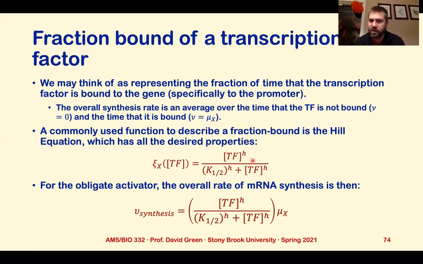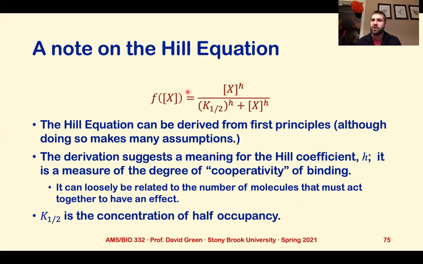We'll talk a little bit more about this in a moment. Given this expression for a fraction bound, for this psi as a function of transcription factor, we can then write down an overall RNA synthesis rate for an obligate activator, given by the Hill equation multiplied by this maximal rate piece here. All right. So let's talk briefly about the Hill equation a little bit more.